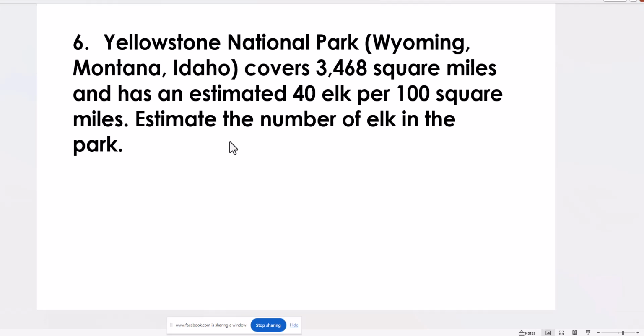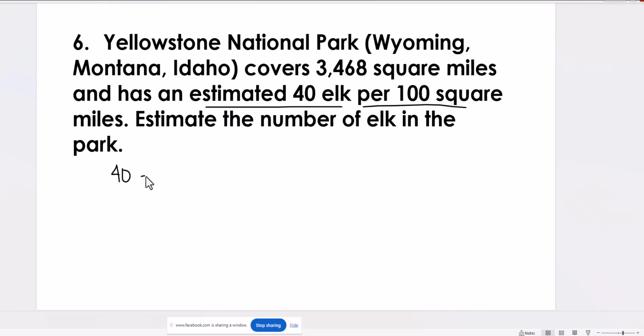All right, how about we look at this one together? Let's read it again. Yellowstone National Park, Wyoming, Montana, Idaho, covers 3,468 square miles and has an estimated 40 elk per 100 square miles. Estimate the number of elk in the park. Well, what we know is there's an estimated 40 elk per 100 square miles, and that's going to be our first ratio, or our first fraction.